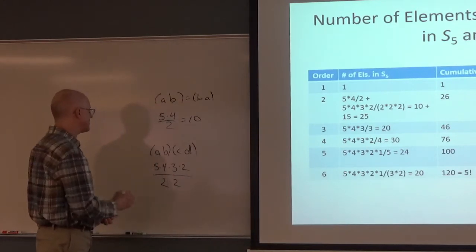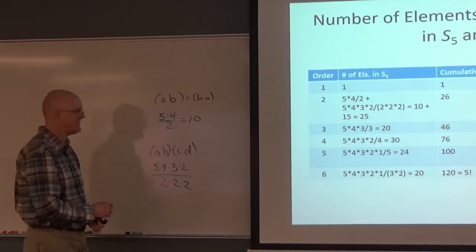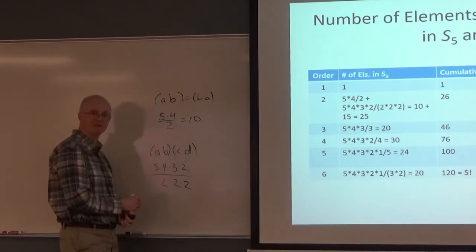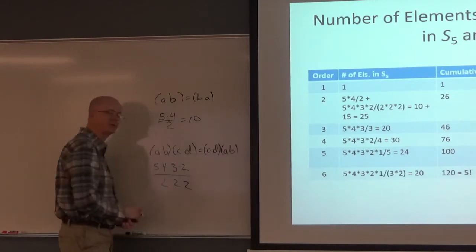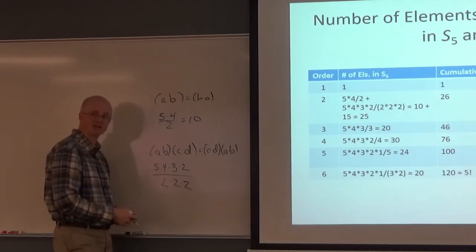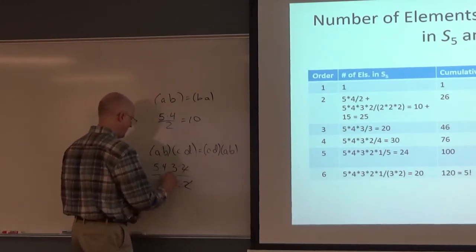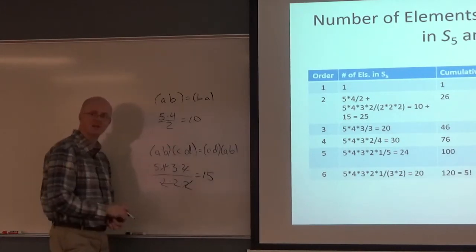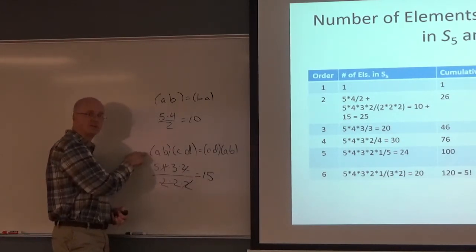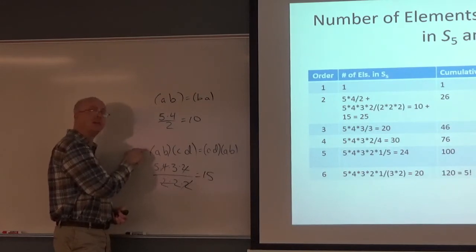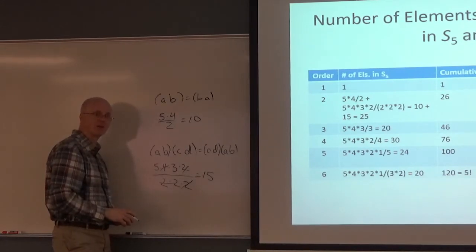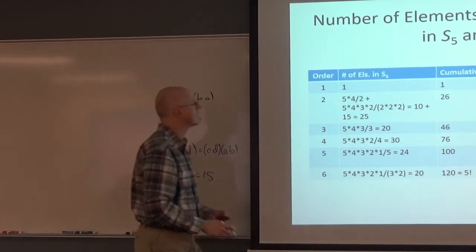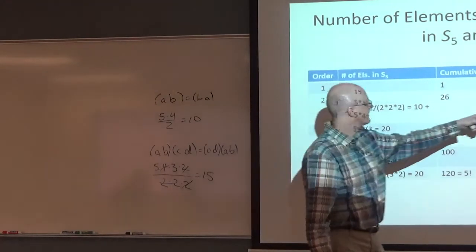And you should also divide by 2 again because these are disjoint cycles that commute. I could have also written it this way. And so if you don't divide by 2 again, you'd be counting each element twice. Altogether giving you 15 elements of order 2 of this form in S5. These are also in A5. These are even permutations because it's an even number of 2 cycles. 15 there also comes in there.